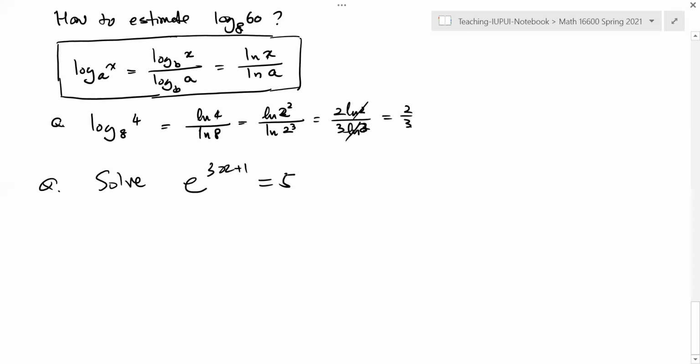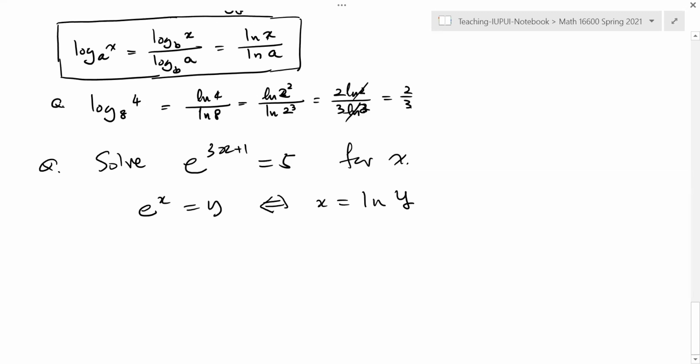Solve this equation for x, of course. To solve this equation, there are a couple of ways to do it. One is, you know, e to the x equals y, right? It's the same as x equals natural log of y. So if you know that, then you see that 3x plus 1 should be equal to natural log of 5.